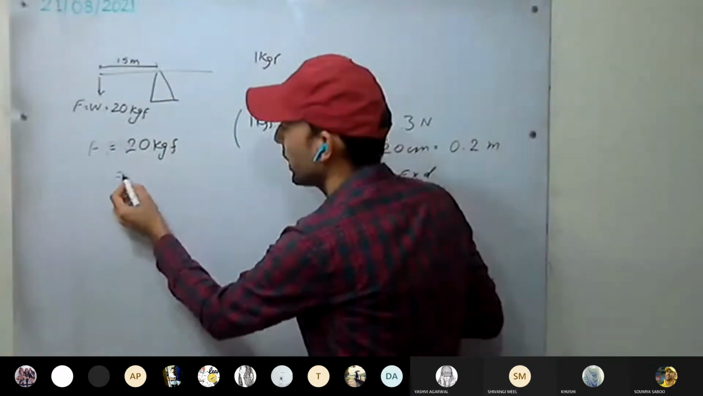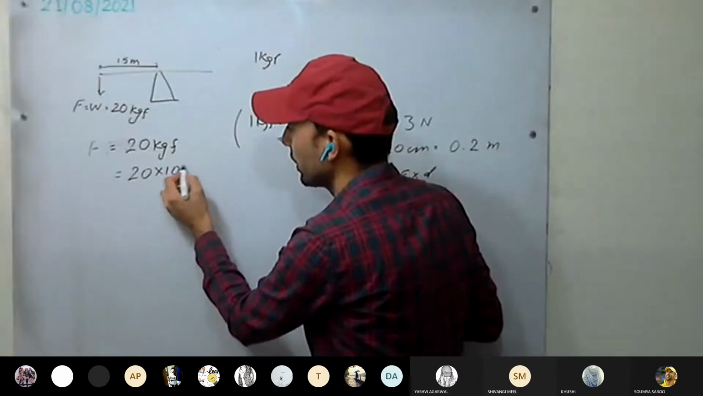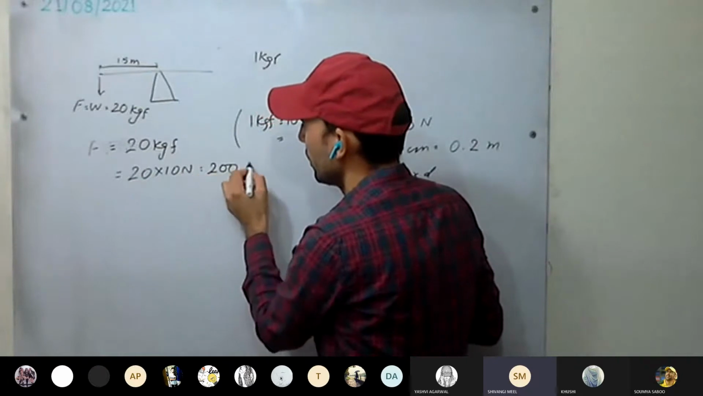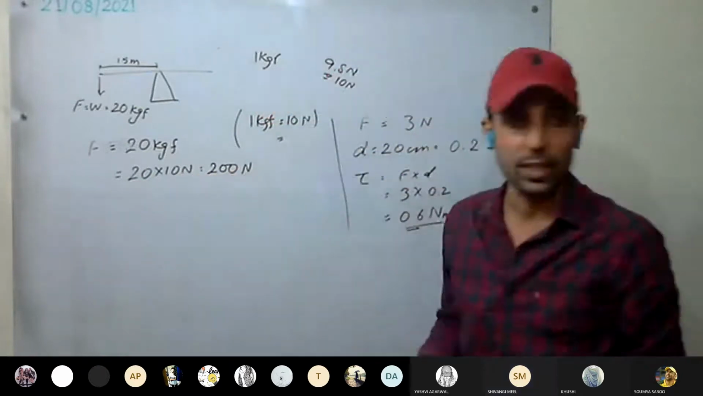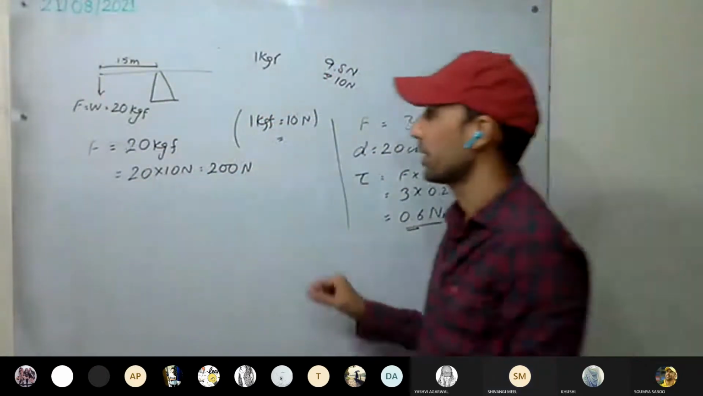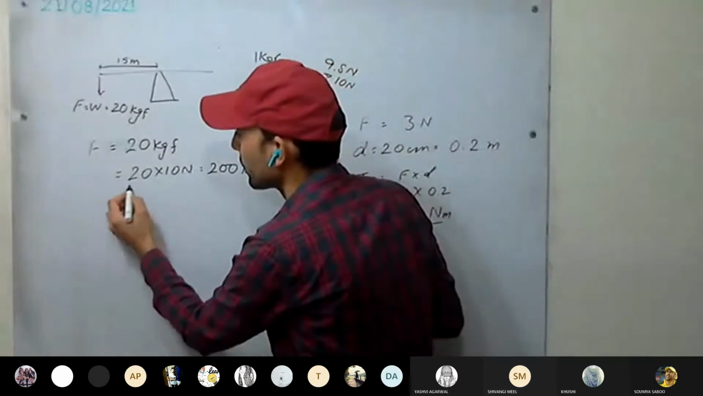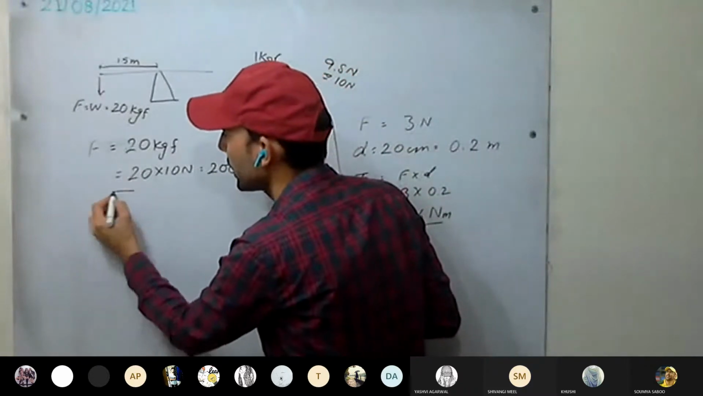So 20 kgf will be how many Newtons? 20 into 10 Newton. How much? 200 Newton. Okay. Now next one.